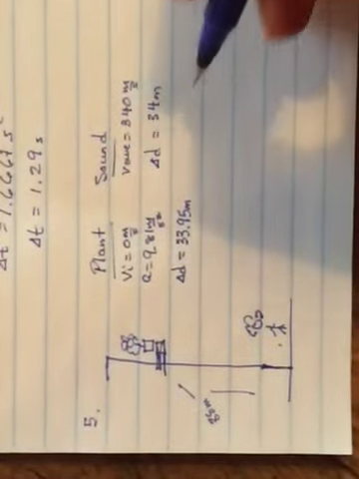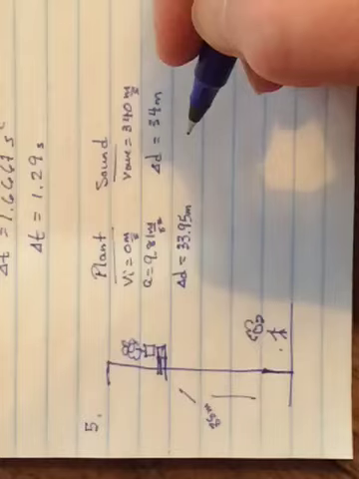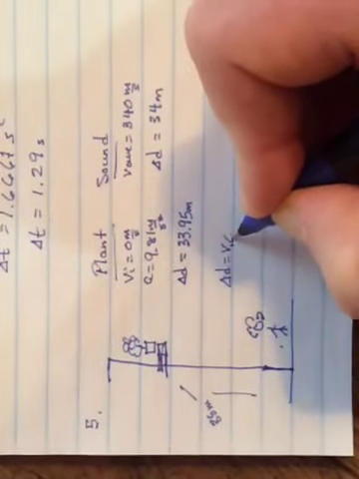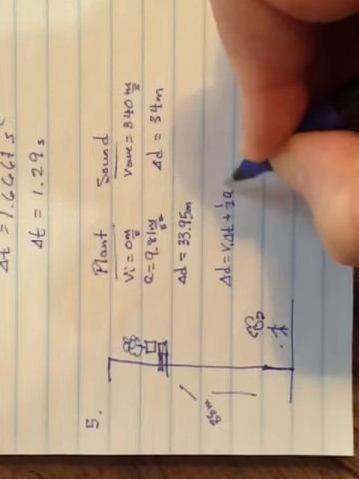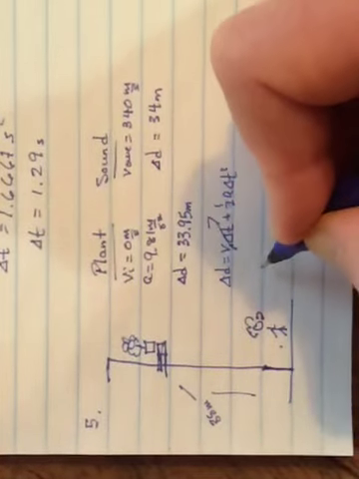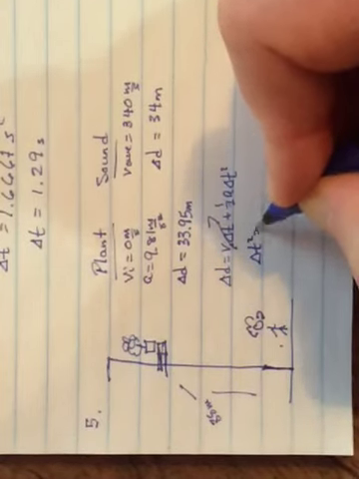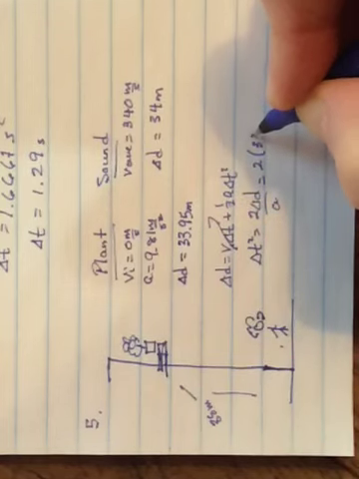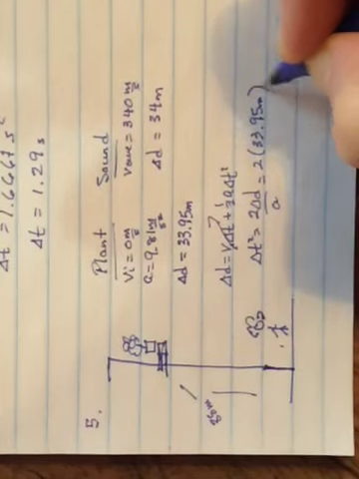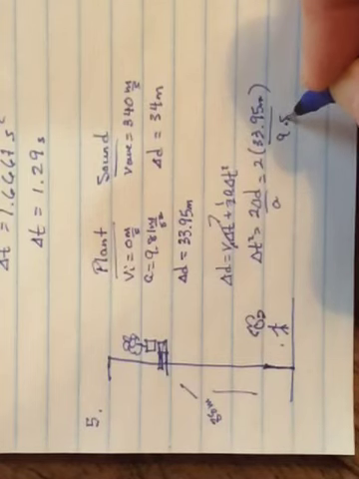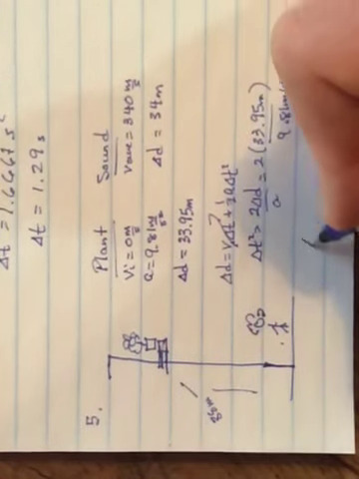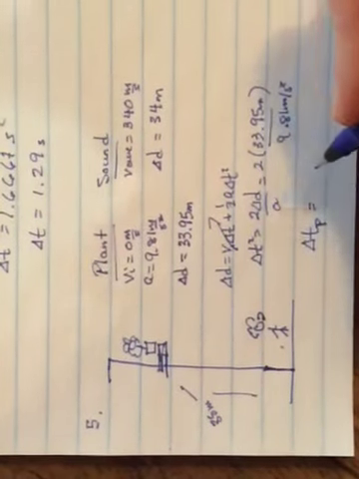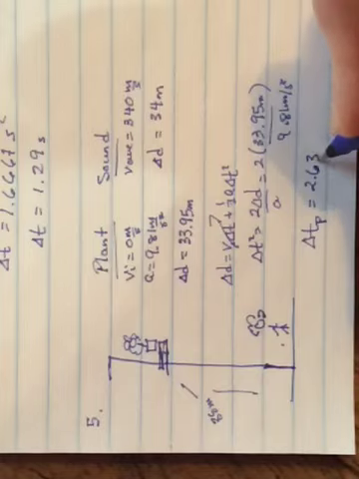Okay, now if you look at both of these, you should be able to realize you can get your time for both, right? So the time for this one, delta D is equal to VI delta T plus 1/2 A delta T squared. VI goes to 0. So this will be T squared is equal to 2 delta D over A. So 2 times the 33.95 divided by 9.81 meters per second squared. And then again, remember to take the square root. So the delta T for the plant is going to be 2.63 seconds.